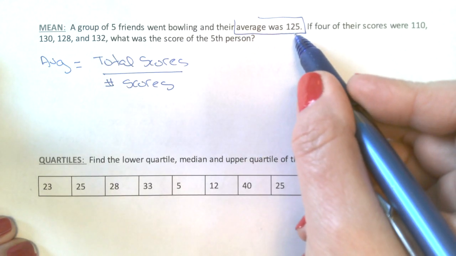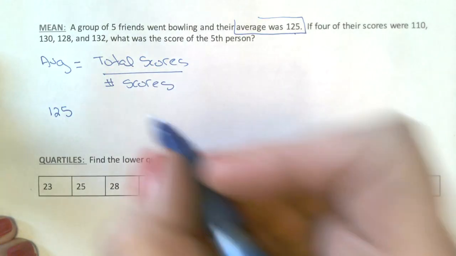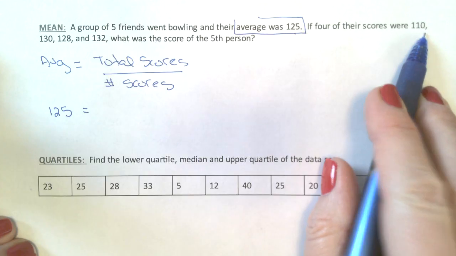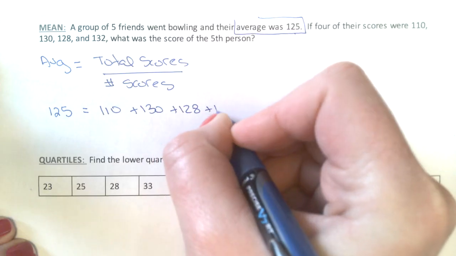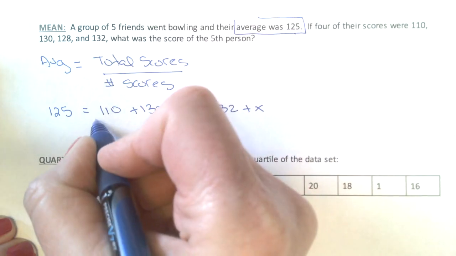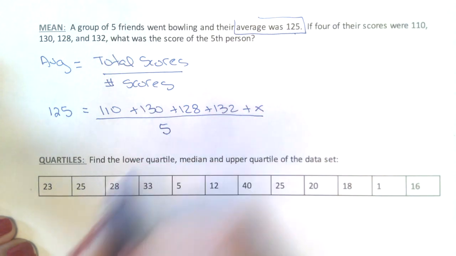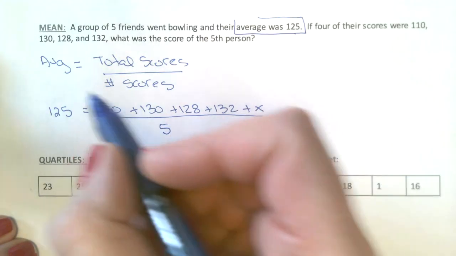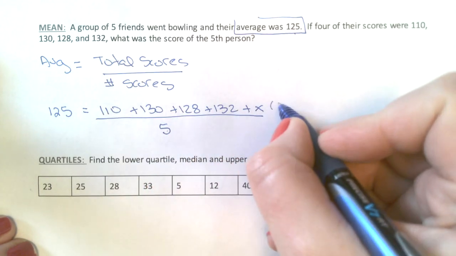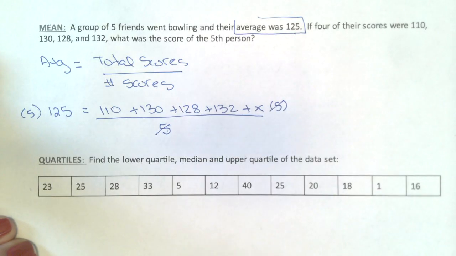So in this case, I am given the average. So in place of the average, I'm going to sub in 125. The total scores are 110, 130, 128, 132, and a mystery amount of that 5th person, X, divided by 5. All right, so I'm going to do 2 things at once. First thing I'm going to do is multiply both sides of my equation by 5 so that I can knock out that denominator and I don't have a fraction anymore.